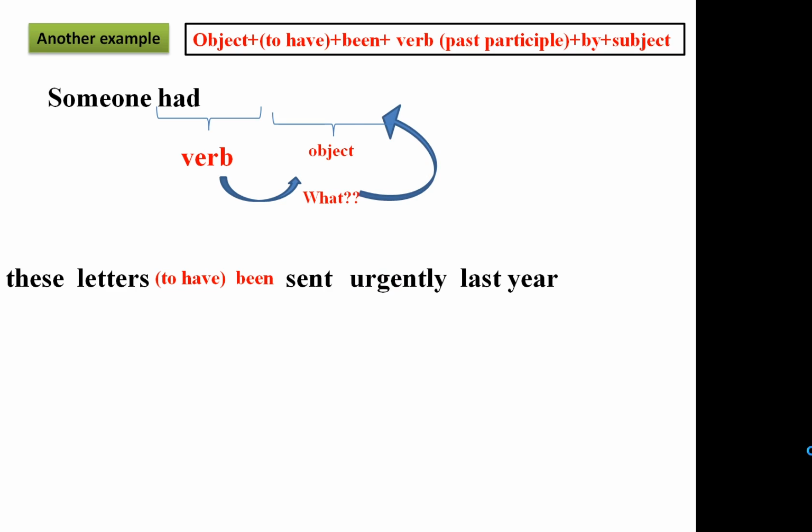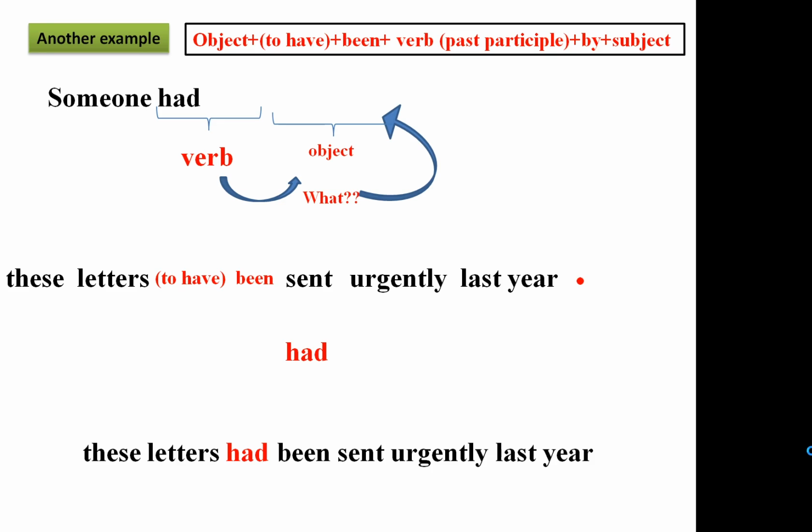Again, asking the famous question: what tense is the sentence? And the answer is, it is in the past perfect. So to have in the past gives me only one form, which is had. Full stop when you finish, of course. The sentence is going to be: These letters, with a capital T of course, had been sent urgently last night. Good. Move to the next example.